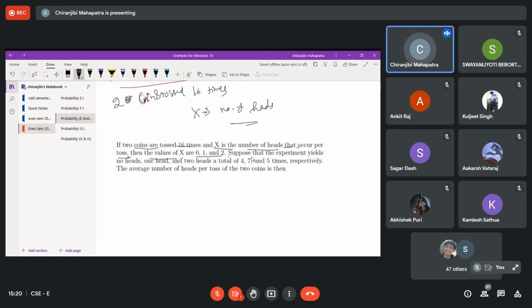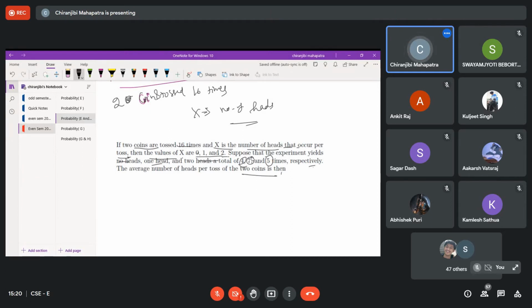क्योंकि 2 कॉइन हम जब टॉस कर रहे हैं तो क्या हो सकता है, तो दोनों 0 हेड आ सकता है या 1 हेड, या 2 हेड आ सकता है. Suppose the experiment yields no head or 1 head or 2 heads a total of 4, 7 and 5 times respectively. The average number of heads per toss of the 2 coins is then क्या होगा?